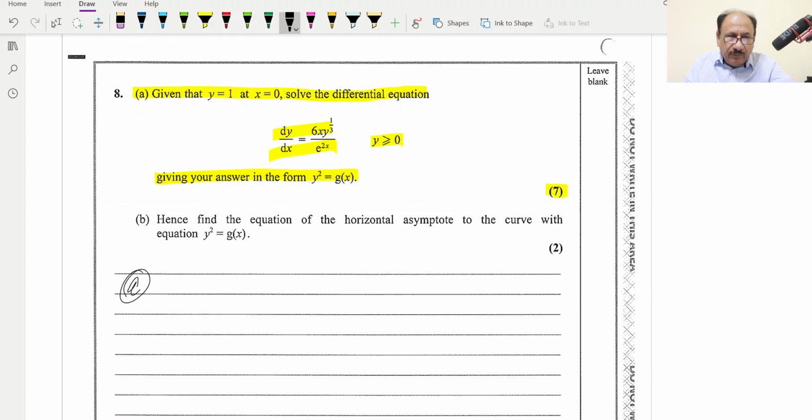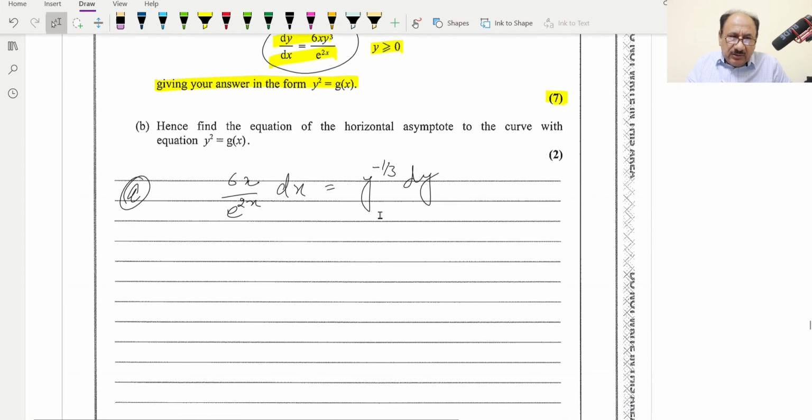So in part A, we can rewrite this equation. x and dx we can take on one side, so 6x over e raised to the power 2x dx we can keep on this side, and on the other side we can write y raised to the power minus 1 over 3 dy. What we have done is rearranged this equation in this format. Hopefully you understood this. Now after this rearranging, we can take the integral separately.